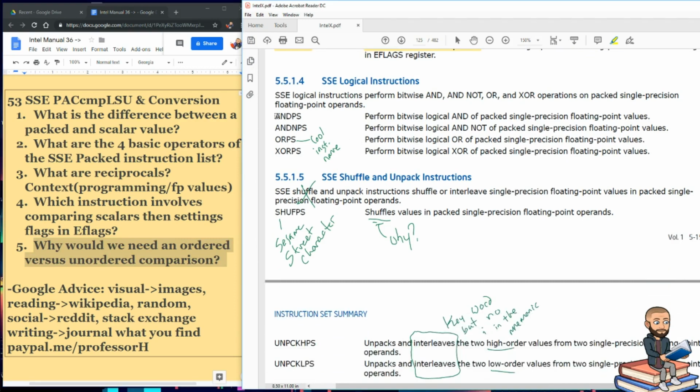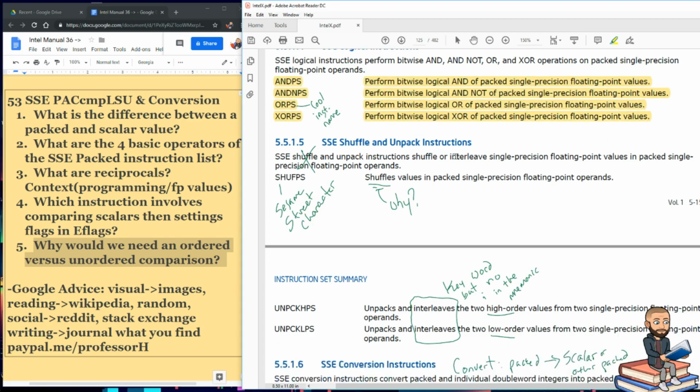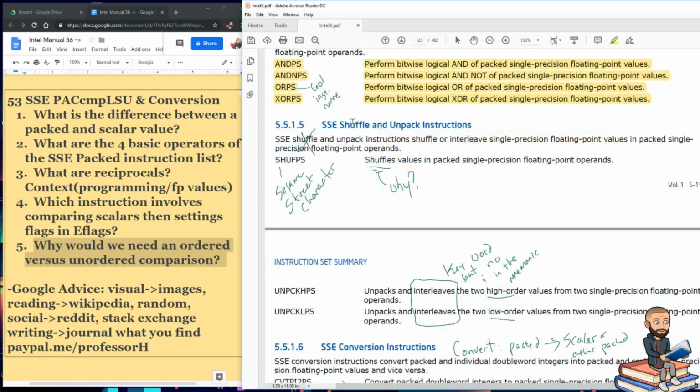These are pretty straightforward. ANDPS, so you're going to bitwise logical AND packed singles. Then we have ANDNPS, as in an AND NOT. The next instruction sounds cool, ORPS. There's a logical OR of packed singles, and then XORPS, an XOR of packed singles. So there you go, not much to say about those logical instructions.